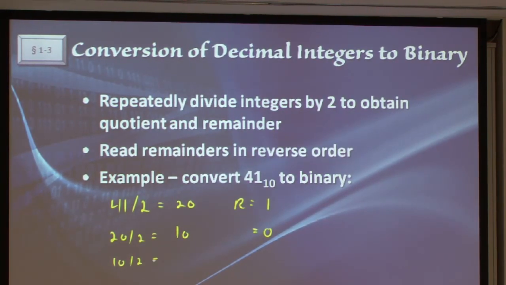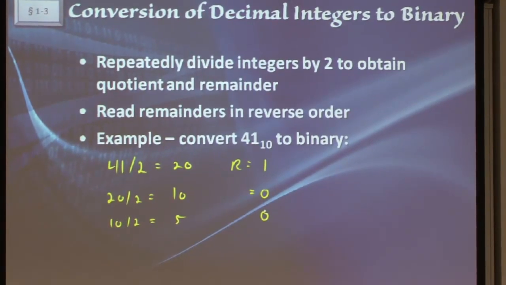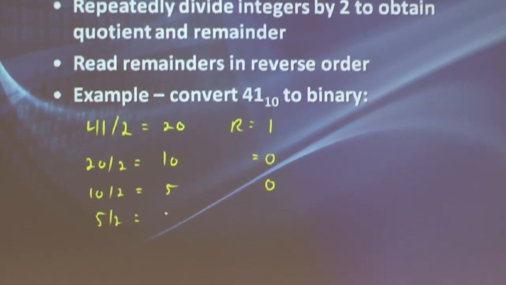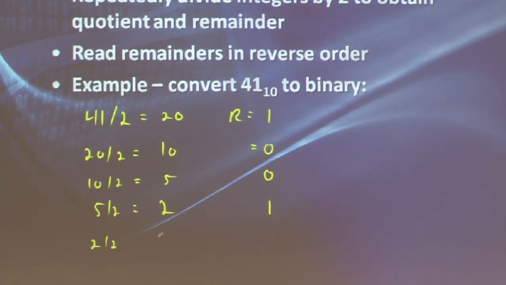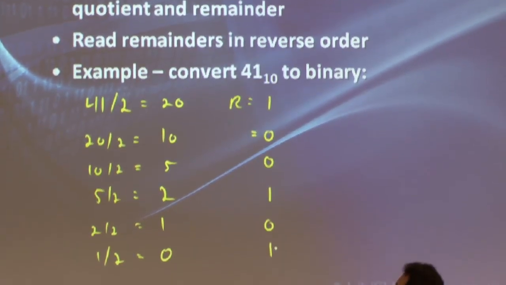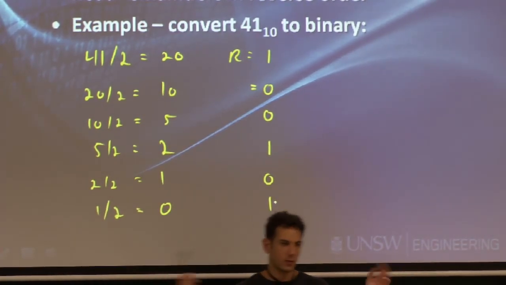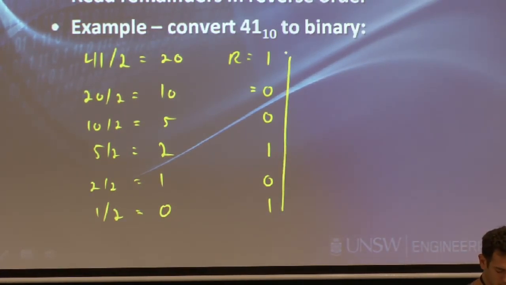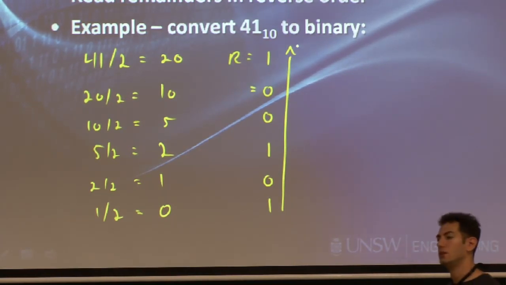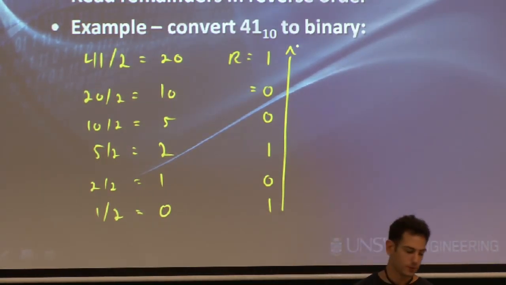10 divided by 2 is 5, remainder 0. 5 divided by 2 is 2, remainder 1. Everyone's with me? 2 divided by 2 is 1, remainder 0. And one last step, 1 divided by 2 is 0, quotient, remainder 1. Once we hit 0 here, we don't go any further. And then we look at this column of remainders, and we're going to read it from the bottom up. And this is going to be our binary representation for the number.